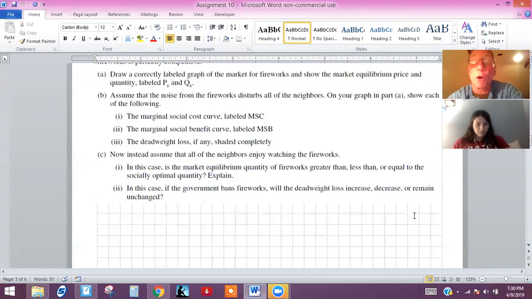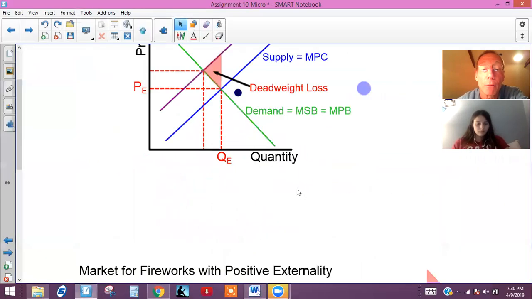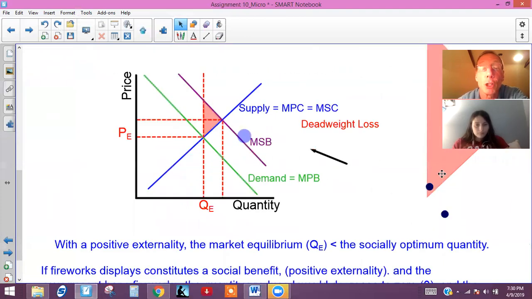It's not telling you to draw the graph, but it helps to draw the graph with the positive externality, just so you can see better the answers here. And also, you may get a question on the actual exam that wants you to draw this graph as well. So it's good to be able to draw it. So let's look at what that would look like. That graph would look like this, okay? You would have a marginal social benefit higher than the marginal private benefit.